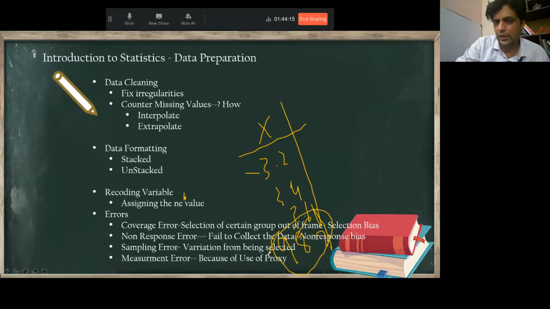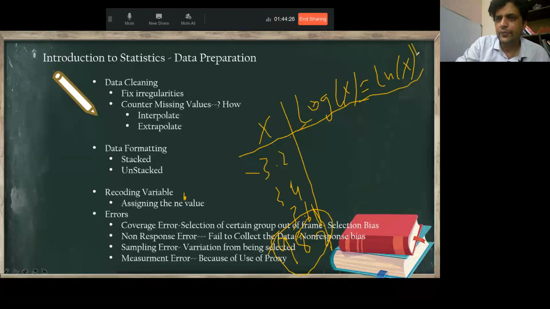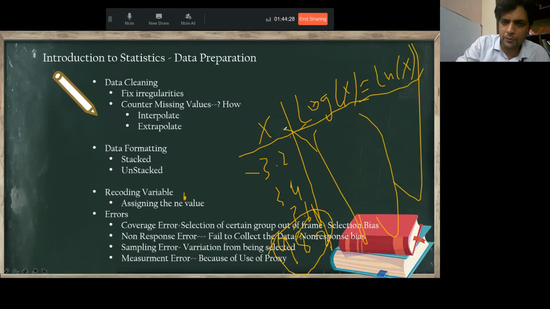So how to smooth the data? We just create a new variable. We assign a new variable. For example, that will be log of x, equals ln of x. And we can create this. So it's also representing the x, but in a smooth way, right?